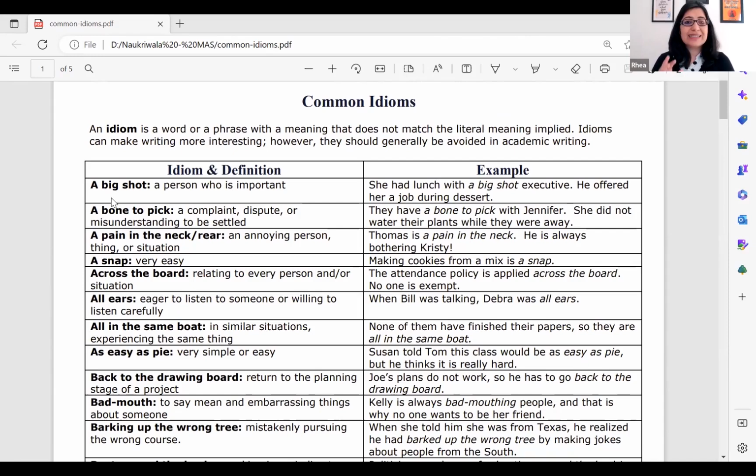So the first one is a big shot. I'm sure you would have heard of this one. When we say he is a big shot or she is a big shot, we mean to say that this person is really important and he or she is well known. People tend to know of him, right? So that's a big shot. Over here, you can see: she had lunch with a big shot executive. So big shot means somebody who's well known.